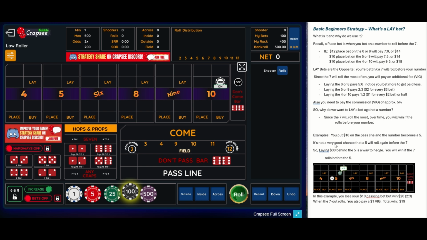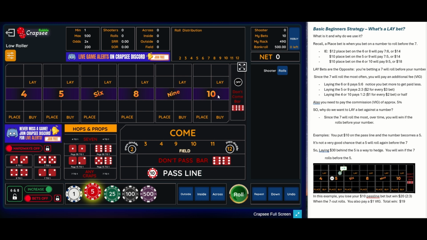So the best example is if you're playing the pass line and you put $10 on the pass line and you're looking for a point, and the point becomes a 10, which is a number that probably won't hit before a 7, because you have to hit the 10 again in order to win the pass line. So let's say the number is the 10.